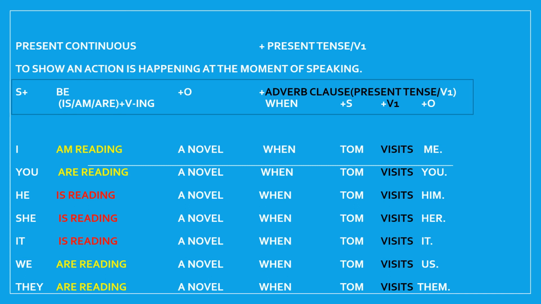Okay? Let's see. I am reading a novel when Tom visits me. You are reading a novel when Tom visits you. He is reading a novel when Tom visits him. She is reading a novel when Tom visits her. It is reading a novel when Tom visits it. We are reading a novel when Tom visits us. They are reading a novel when Tom visits them.